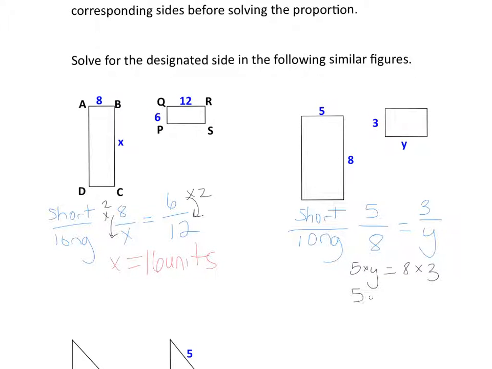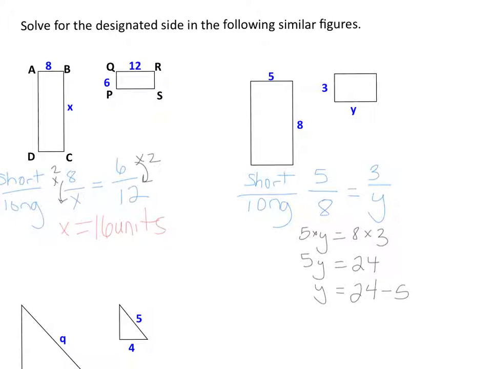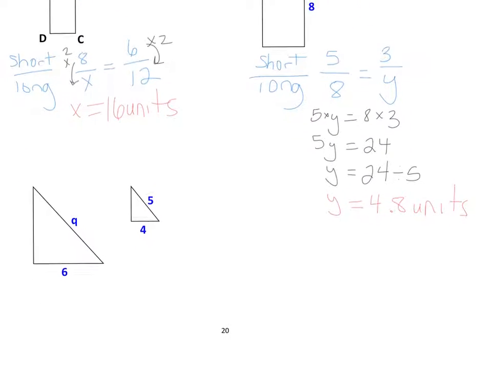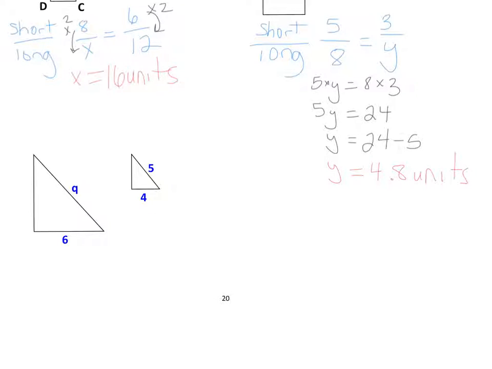So 5 times y is 5y. 8 times 3 is 24. And then we're going to divide 24 divided by 5. And that's how we get that y is going to be 4.8 units. When they do not tell you meters or centimeters or inches or miles, kilometers, any actual units, then what you end up doing is just filling in the word units.